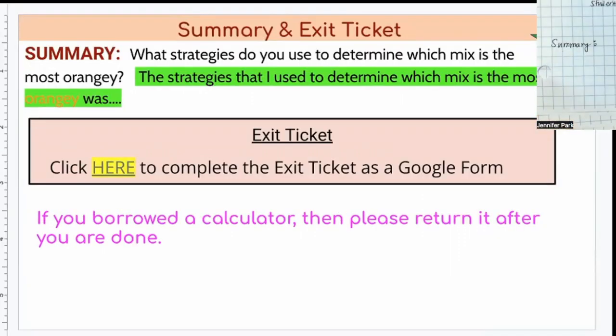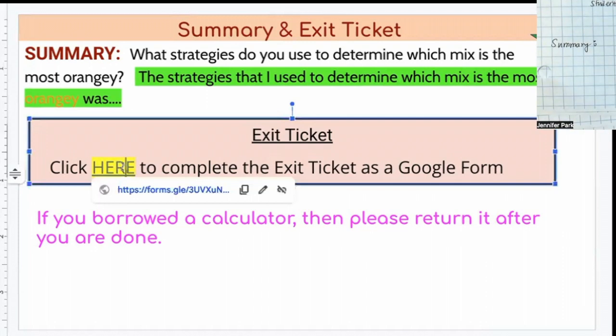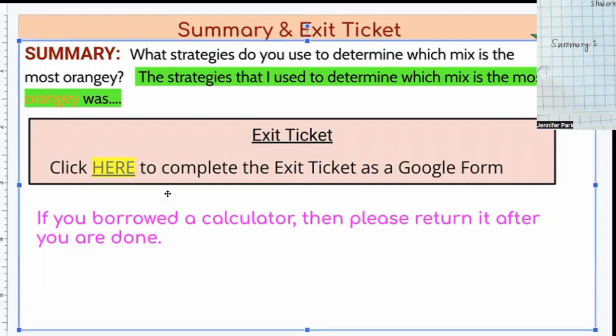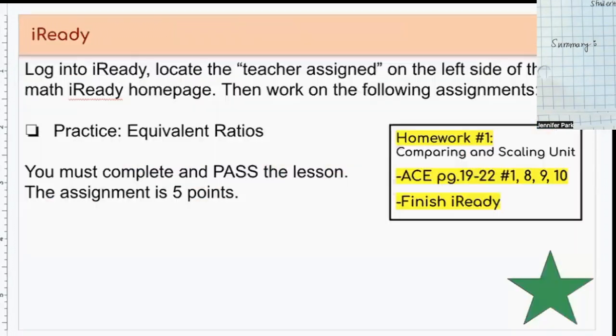Okay, once you have done your summary, you're going to complete your exit ticket, which is a Google form. You're going to click on this link. It's going to open up to a Google form, and you're going to complete your exit ticket. Once you have finished the exit ticket, if you borrowed a calculator from the class, please return it. And then you have one iReady lesson that you're going to finish. It's going to be a 5 points assignment. You must complete and pass the lesson. If you don't finish the lesson, it's going to be homework. So I want everybody to finish the iReady in class.